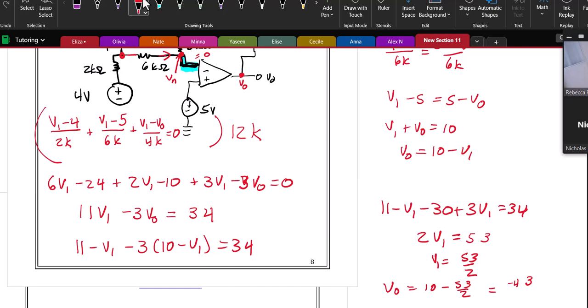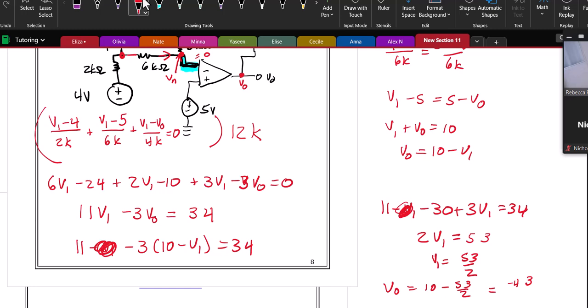Okay. Everything is right up until the very last step. Does someone have the answer, what I did wrong? In that step where you have 11V1 minus 3V out is equal to 34, the step below is where I think you messed up. You have 11 minus V1. Oh, why did I do that? That doesn't make any sense, does it? Thank you. So 11, yeah, I just threw a minus V1 in there for no reason.